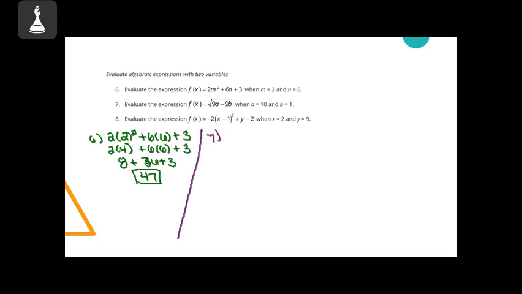Seven wants us to take the square root of 9a minus 9b, using a is 10 and b is 1. So 9 times 10 minus 9 times 1 is where we want to go. So starting with the multiplication, 9 times 10 is 90. 9 times 1 is 9. 90 minus 9 is 81. And I can square root 81. I get the answer, 9.